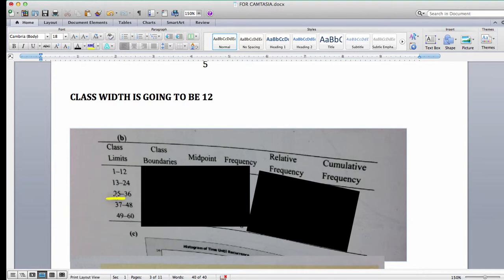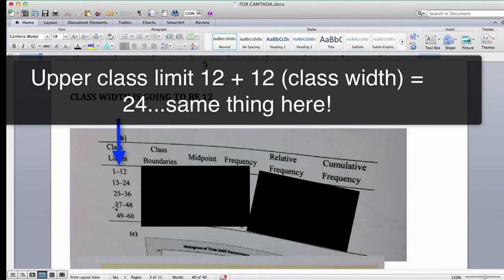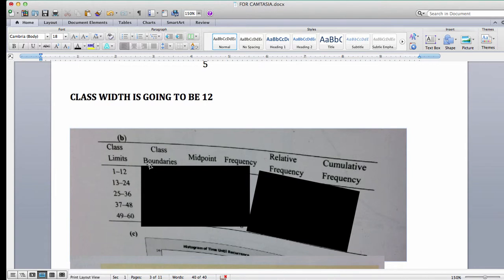13 plus 12 is 25. 25 plus 12 is 37. 37 plus 12 is 49. Then when you're making your frequency table, we want class limits, which I just explained, then class boundaries, your midpoint, frequency, relative frequency, cumulative frequency.